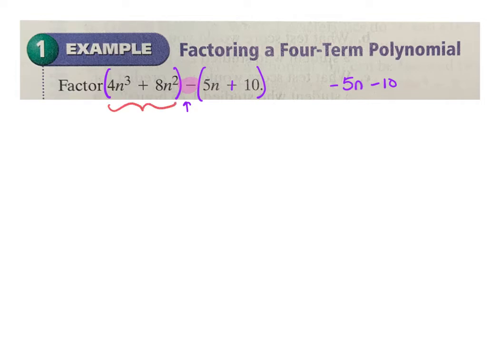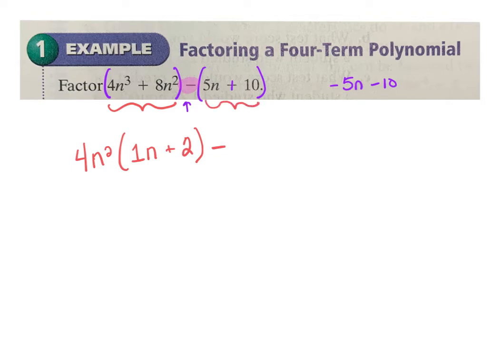What do I have in common between a 4 and an 8? What's my common factor? 4. What about the n cubed and the n squared? What's my common factor? N squared. So 4 divided by 4 is 1. N cubed divided by n squared is just n. Then I have 8 divided by 4, that's 2. N squared divided by n squared, so take out n squared, I don't have any left. And then I'm going to leave that minus there.